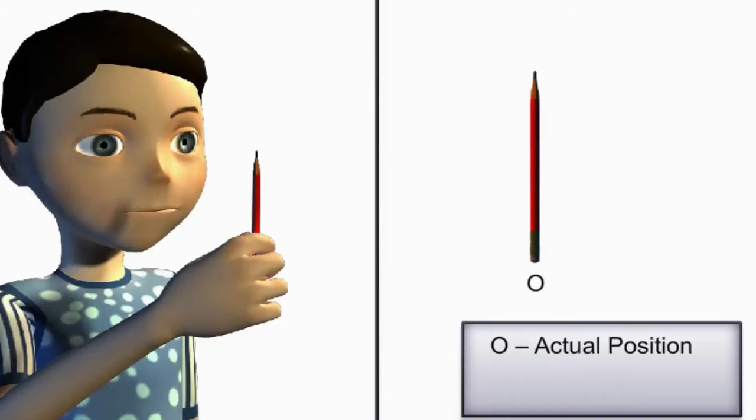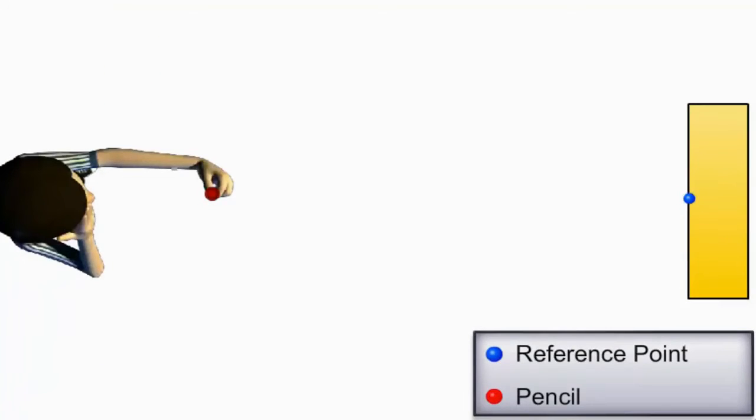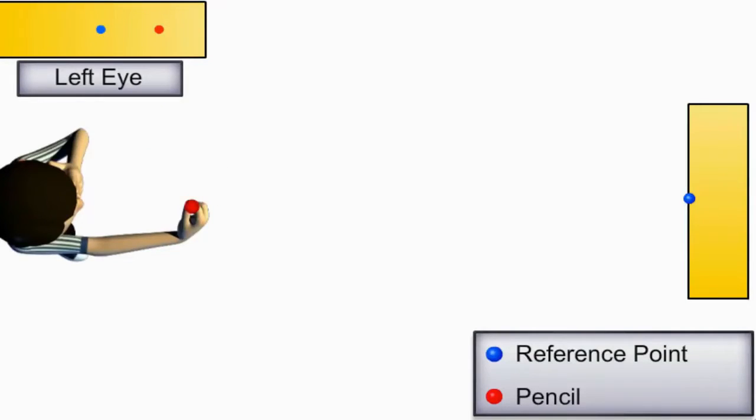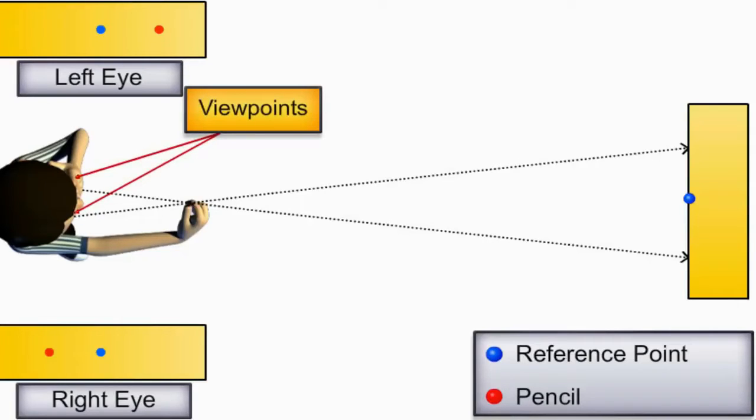What happens if you look at an object with one eye closed? Its position seems to be moved a little from the original position. If you look at a pencil held in front of your eyes against a fixed reference point on a plain wall, first with your left eye closed, and then with your right eye closed, you observe that the position of the pencil seems to change with respect to the fixed reference point on the wall. This is called parallax. You may call the two eyes two different viewpoints, since when used separately, they create different lines of sight.